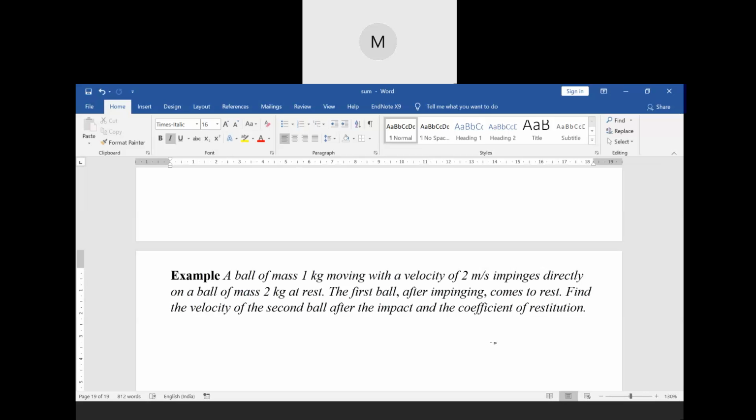And after you have found out the velocity of the second ball, then you people will do what? You people will have to find out the coefficient of restitution. That means that E thing. So just find it out now.